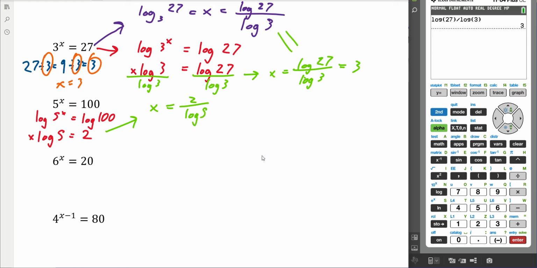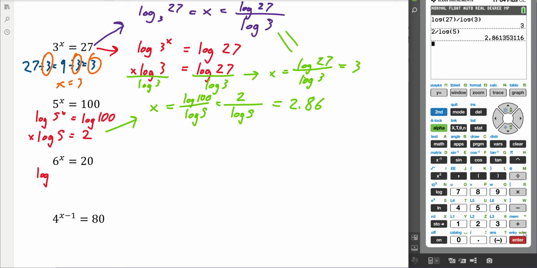At this point, you could still have the log 100 up here. That's also perfectly fine. But because I recognize that it's a 2 right away, it's just as easy to leave it like that. So anyways, 2 divided by log of 5, and that is 2.86. And there's more decimals afterwards, but we're going to leave it there. All right, so that one is pretty good. Let's take a look at the next question here. We're going to take a log of both sides.